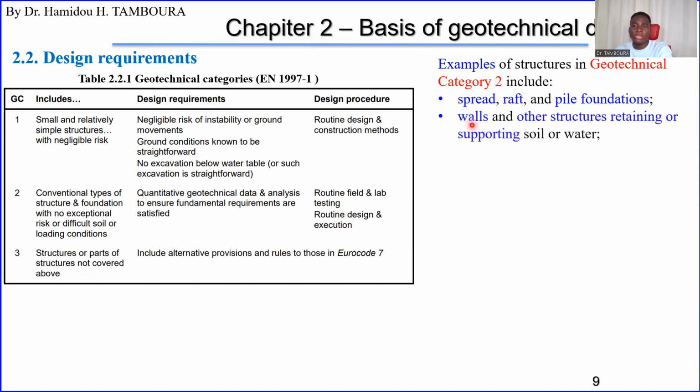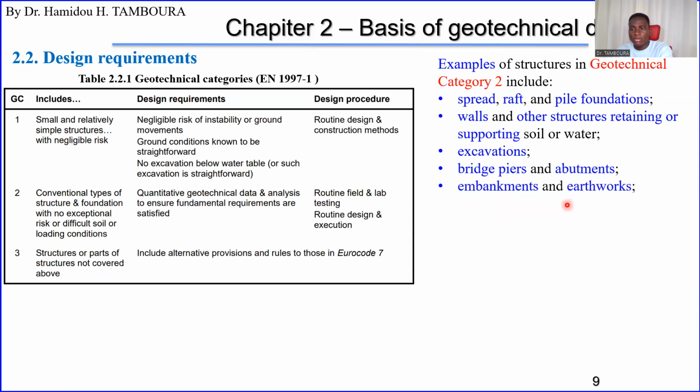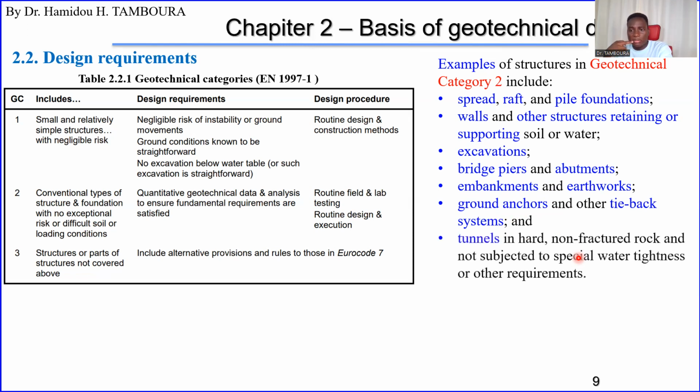Another example is walls or retaining structures supporting soil or water. Excavation, bridge piers and abutments, embankment and earthworks. In ground, we also have ground anchors or tieback systems. Tunnels in hard, non-fractured rock and not subject to special watertightness or other requirements. So all these are category number 2, geotechnical category number 2. Okay, so how about category number 3?